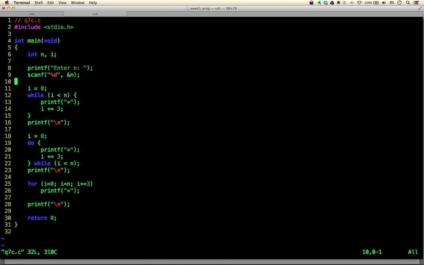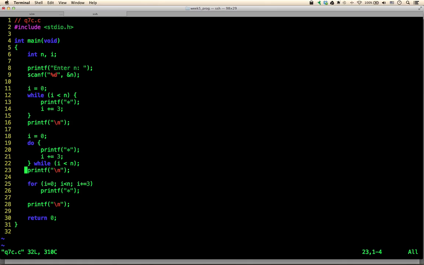Basically the first part is what was written in the program. And then how is it done in the do while loop? It initializes a variable in the beginning, i equals 0, and then do: print one star, and then increment i by 3 each time. As long as i is still less than n, I will do it again, until i is increased so much that it is larger than or equal to n.